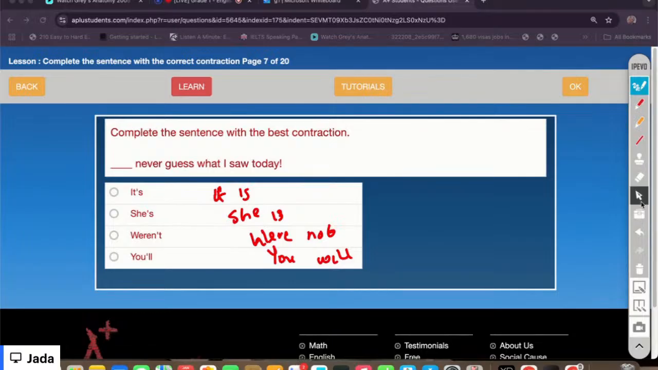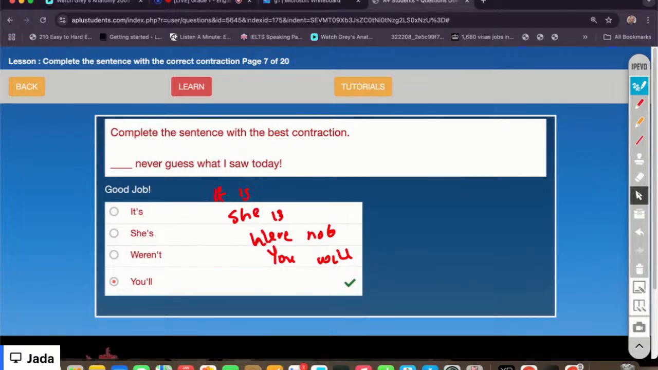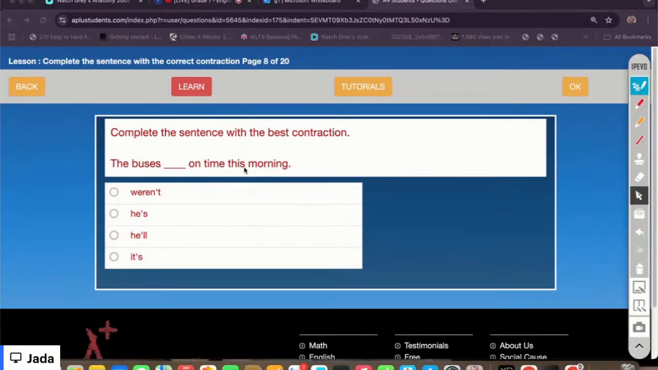Okay, so you will never guess what I saw today, so you will. Correct. Option 4. Good job. Then we have the buses dash on time this morning. So the buses were not. He is. He will. It is. So what is the right contraction here? Give me the right contraction.